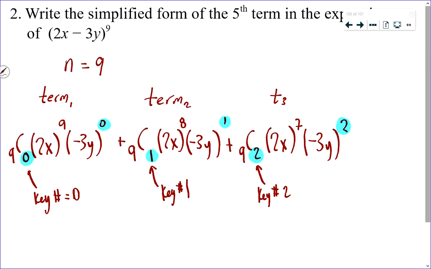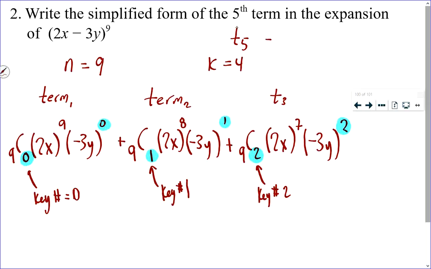So if you wanted to find the 5th term, the key number is 4. The key number is 1 less than the term number. Which means the 5th term will be 9 choose the key number. It will contain 2x raised to an exponent. It will contain negative 3y raised to the key number. And the exponent on the 2x has to be something that adds to the key number to give 9. Because those exponents have to add to give 9.